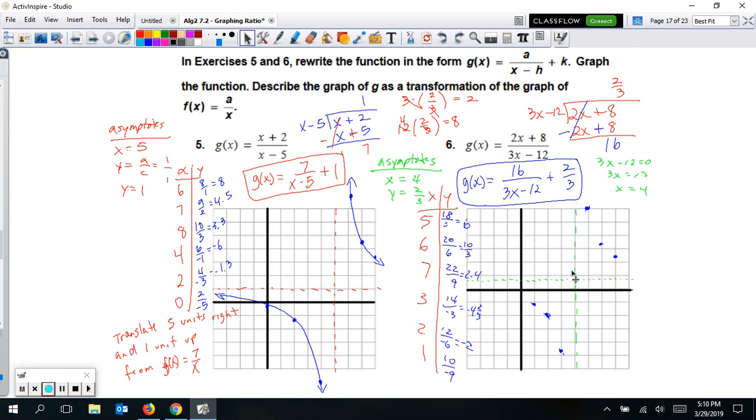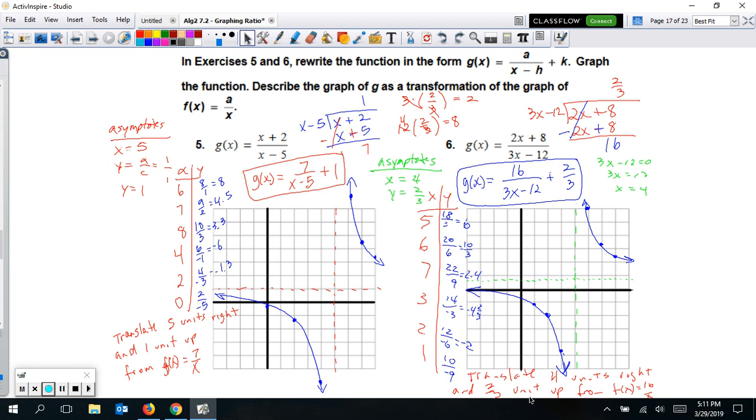And now we just draw our branches like we've done before. Let's go ahead and draw each branch. And now we're ready to do this last part here, which is just describing the transformation. So again, that's going off of what's going on with these asymptotes, this transformation, where it went from this point at the origin to this point over here. It translated 4 units right, and then 2/3 of a unit up.